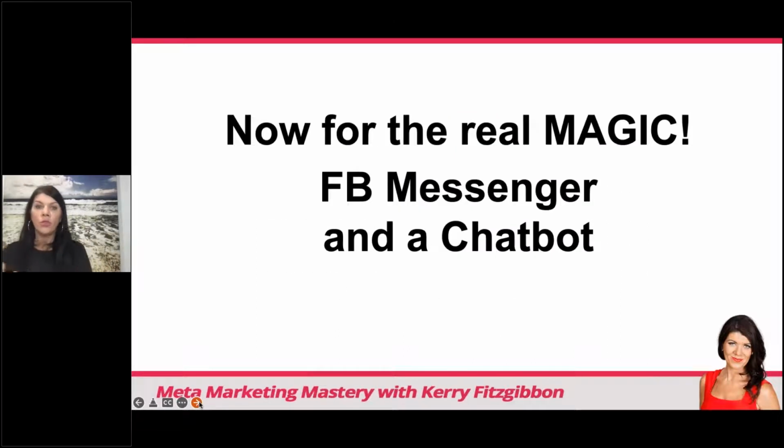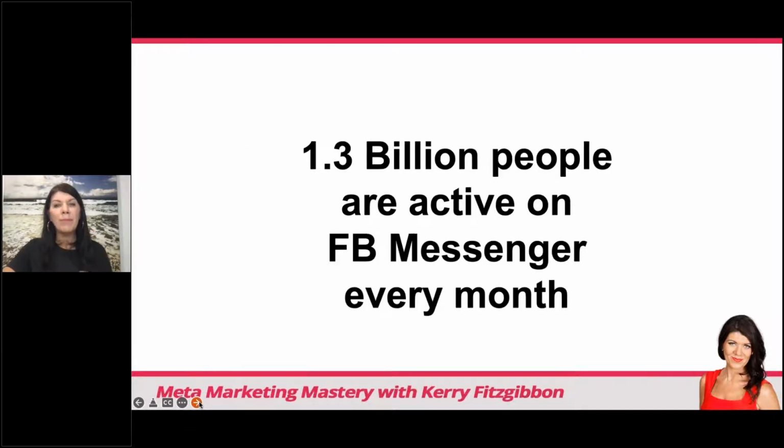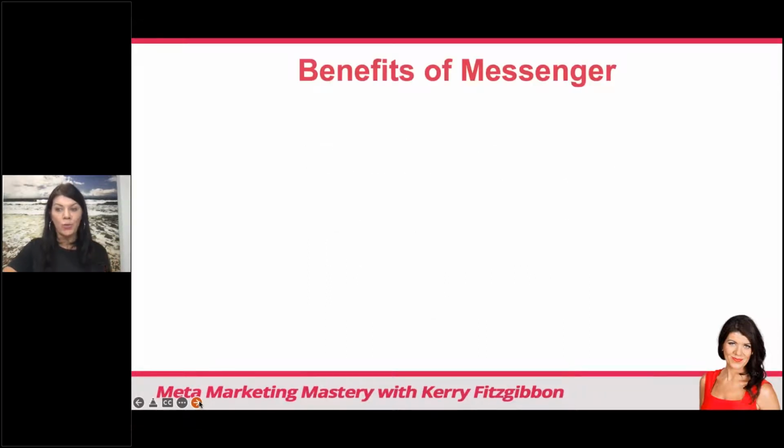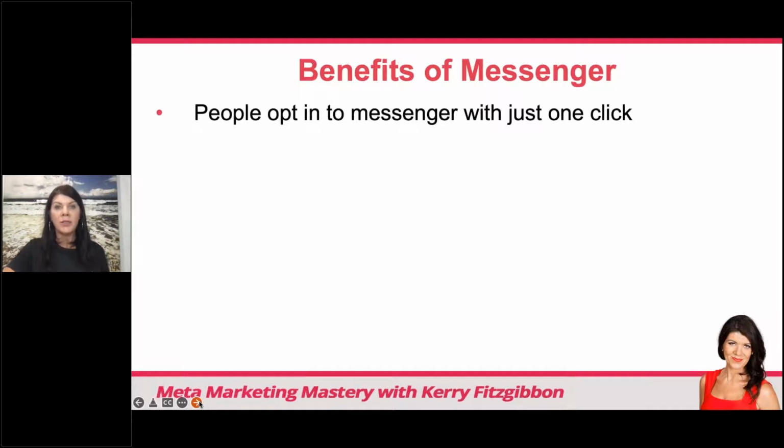Now, the real magic when we're building a list is actually Facebook Messenger and a chatbot. There are 1.3 billion people active on Facebook Messenger every month. The benefits include: 1, people opt in, so they go from an ad or from a post or from something and they open up into Messenger.